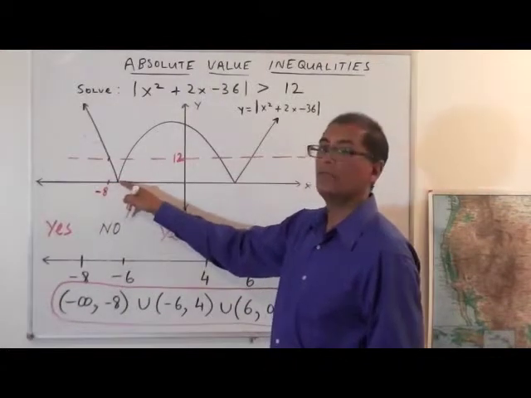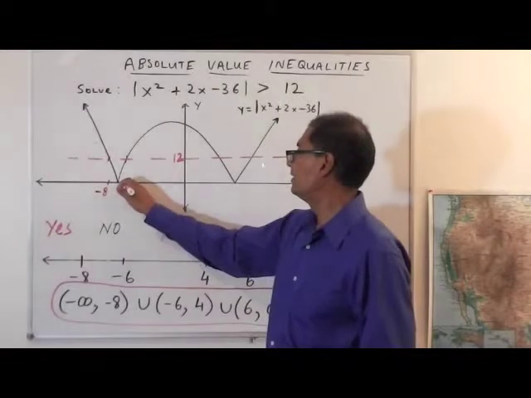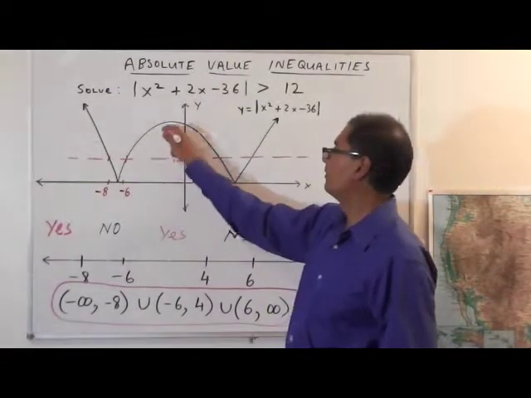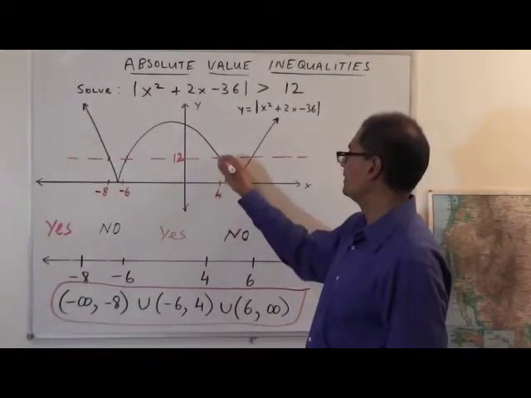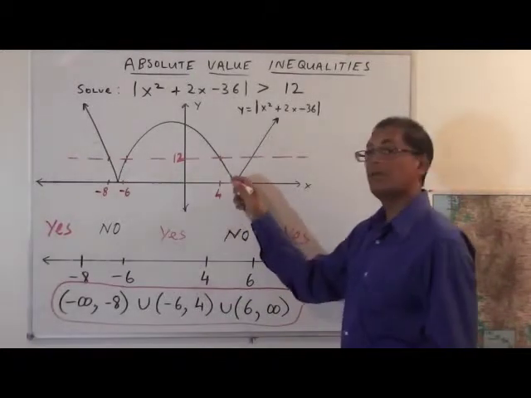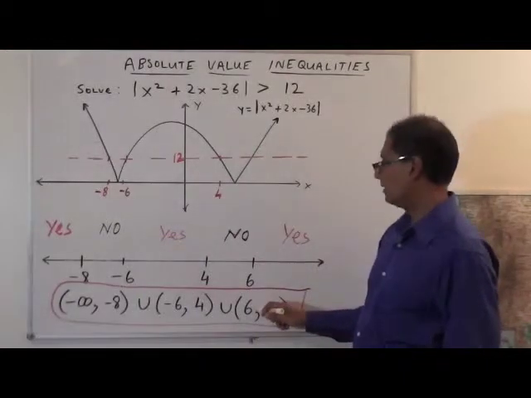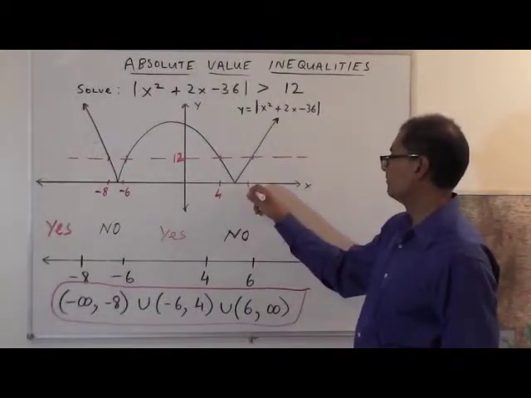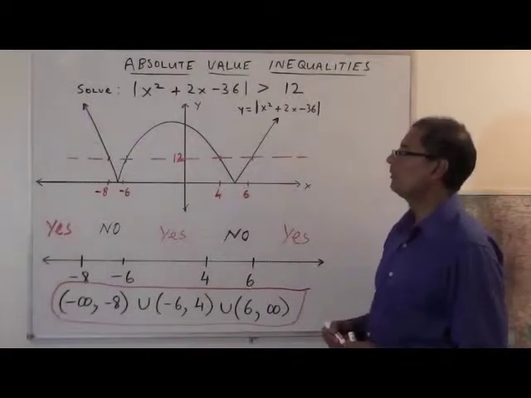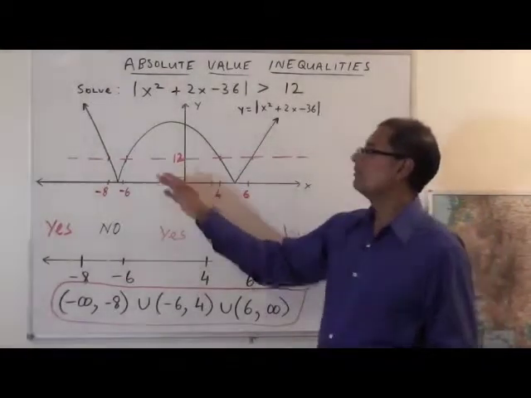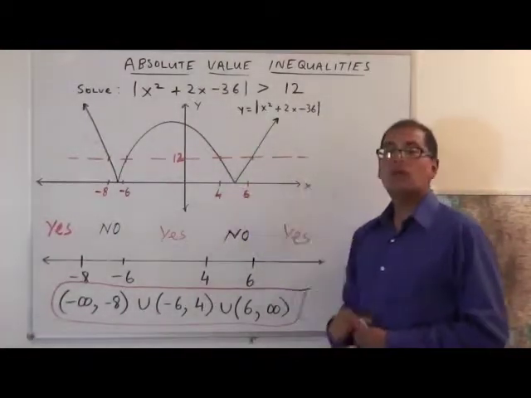Then it drops below the line. And then right here, we could see -6, it goes back above the line all the way up till we reach here, which is 4, right here. And then it drops below the line again, and goes up again, and at x equals 6, it goes above that horizontal line. So that's graphically what we're talking about. We're talking about the areas where that graph is above the line y equals 12.